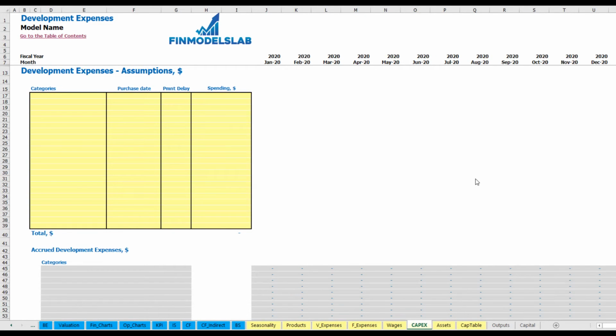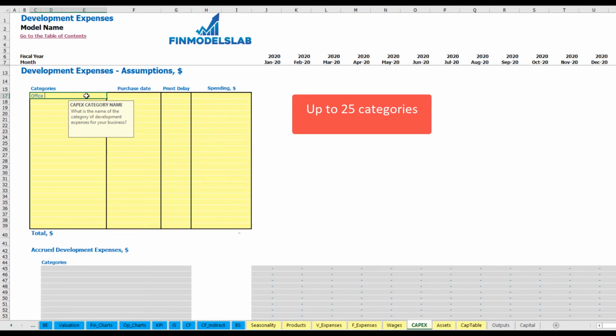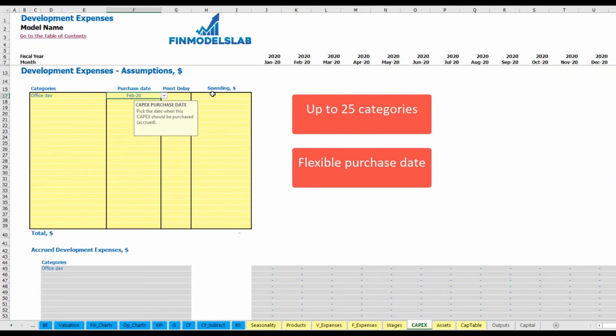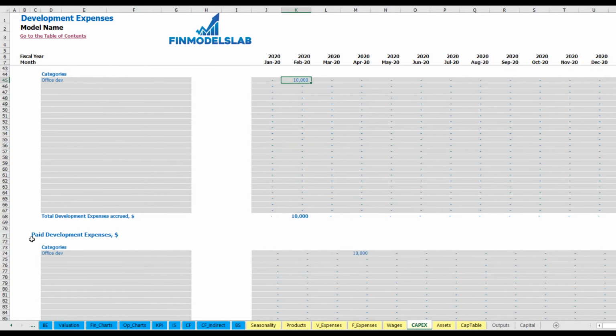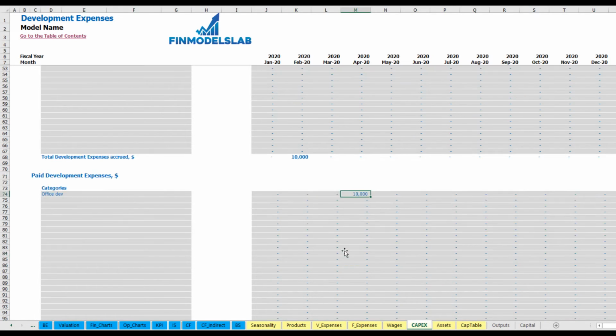On the CAPEX tab, you may input up to 20 development expenses categories. Let me give you a couple of examples. So for example, office development with purchase date of February 20 with spending of $10,000. And you also can input payment delay. What does it mean? Let me set up 2 months for example. It means that this amount will be accrued in February because the purchase date is February, but paid development expenses will be in April 20 for this office development.